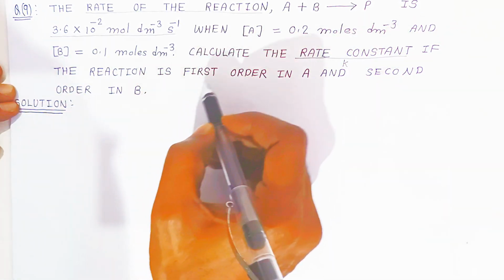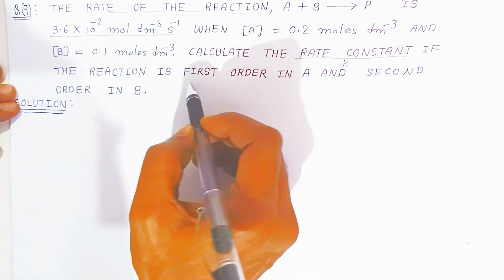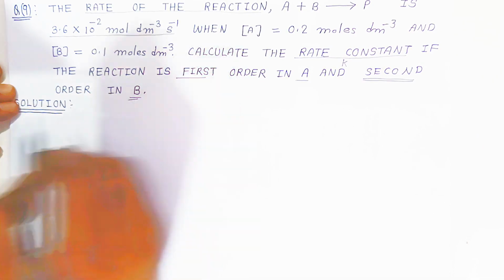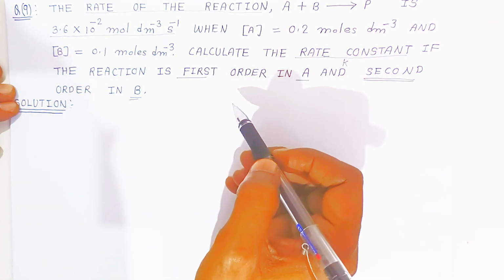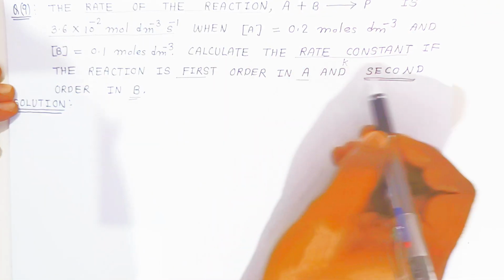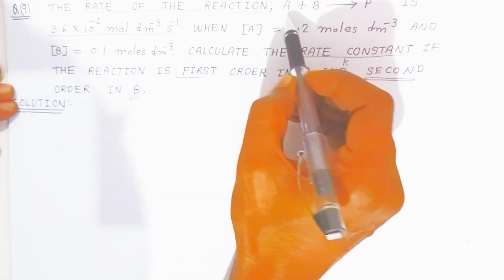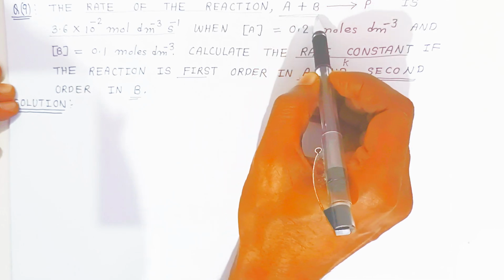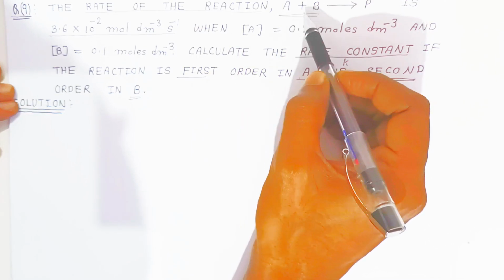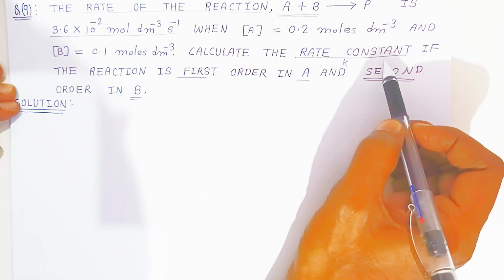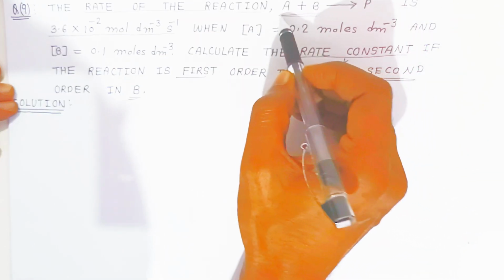If the reaction is first order in A and second order in B, students, here some condition is given. So the order of the reaction is already given: first order in A and second order in B. Here, first you see the reaction. You have two reactants, A and B. So we have to apply the rate law. If you apply the rate law only, then you are going to find the rate constant. That is why we first apply the rate law to this reaction.